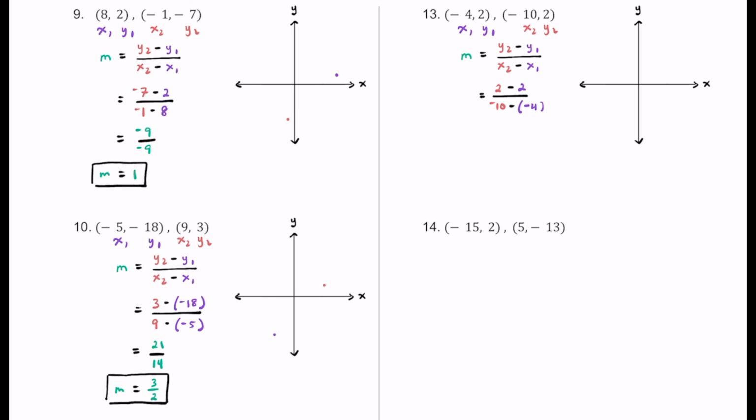Now in the numerator, 2 minus 2 is going to be 0. And in the denominator, -10 take away -4 is just -10 plus 4, and that's going to be -6. Now 0 divided by anything is just going to be 0. So we're going to have a slope of 0 here. We actually are going to have a horizontal line.